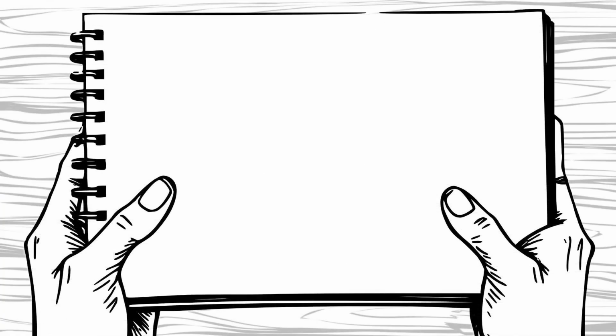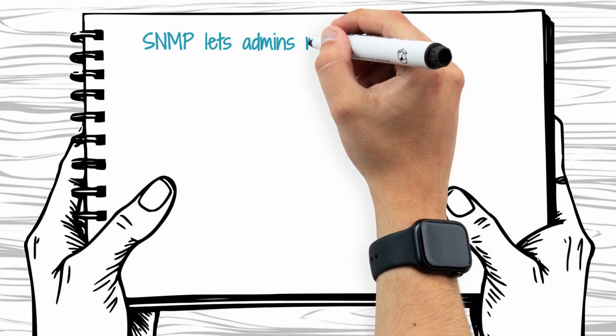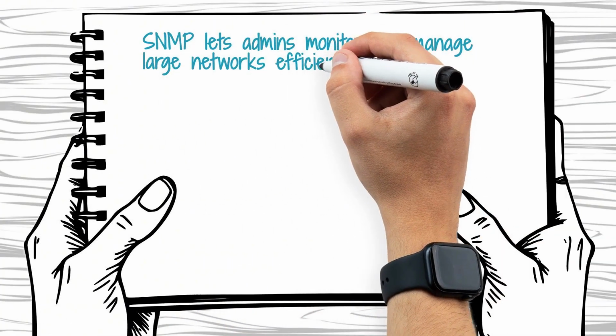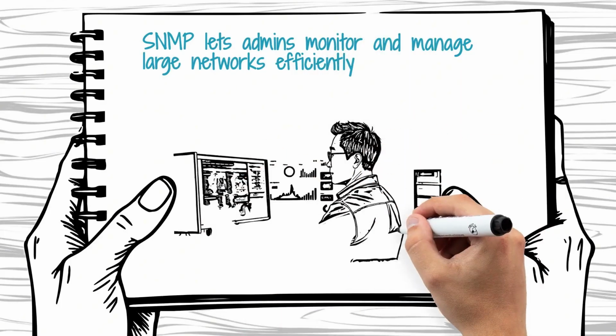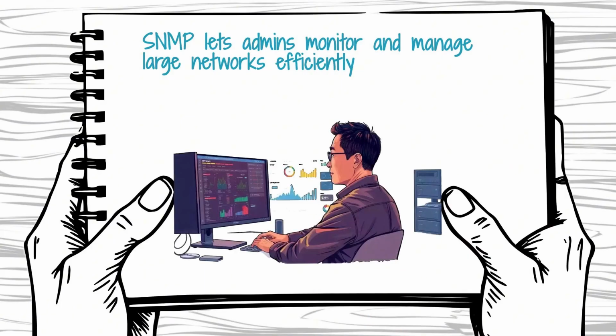SNMP, Simple Network Management Protocol. SNMP allows network administrators to monitor routers, switches, printers, servers, and other network devices. It helps track performance, detect failures, and manage large enterprise networks.